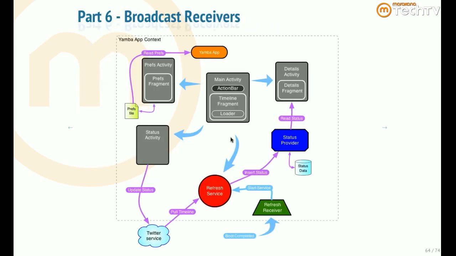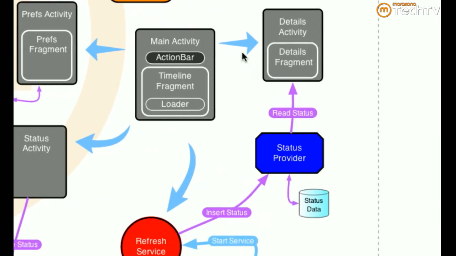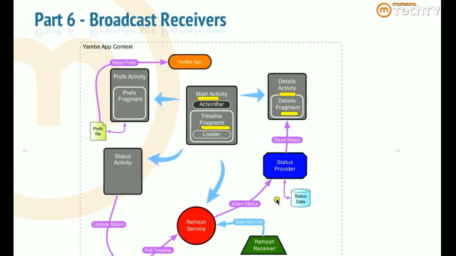All right, so we are now at part 6 of 7. At this point, we have an activity where we can see all the tweets. We're using the fragment layer of reusable UI to see the list. We have a details activity that shows the details fragment. Remember, this could be one activity if we have enough real estate, but that's not that important. And everything's working pretty well.